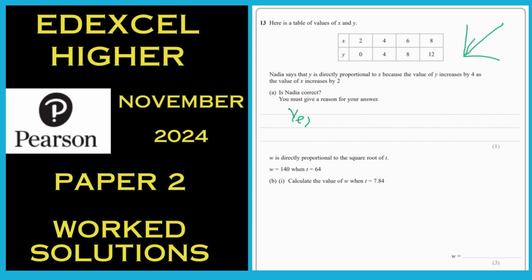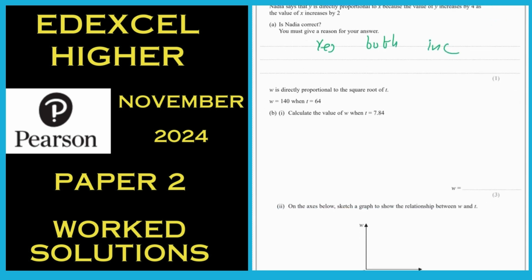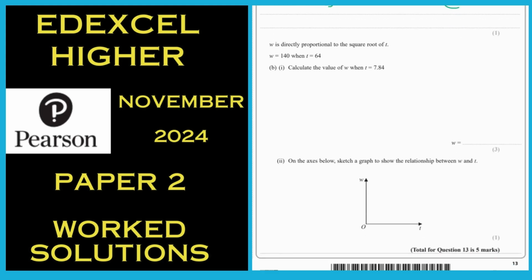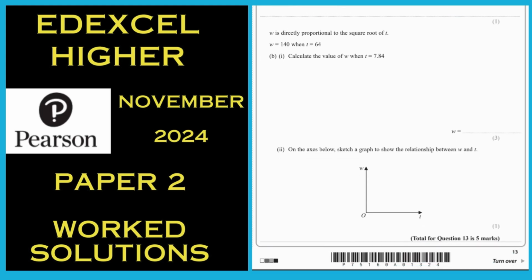Even if it looked a bit curved, which comes into play down here, it's still direct proportion. It's just direct to things like the square root or other things. Similarly, you can have direct proportion to cubes and so on. So at the end of the day, it's direct because they're both increasing. So yes, both are increasing.